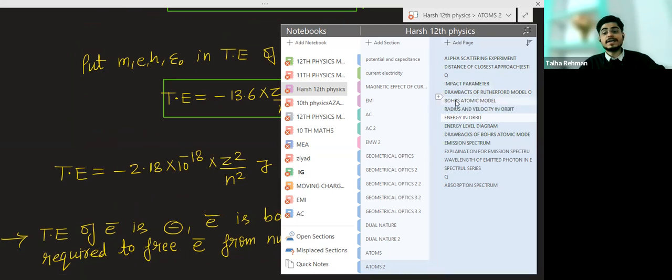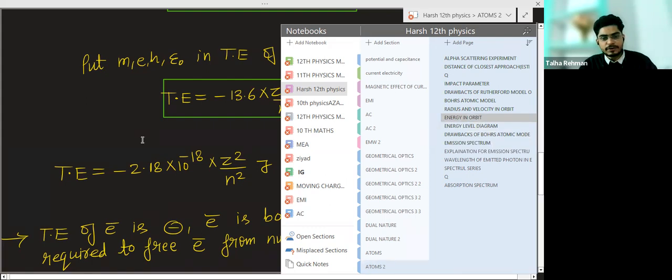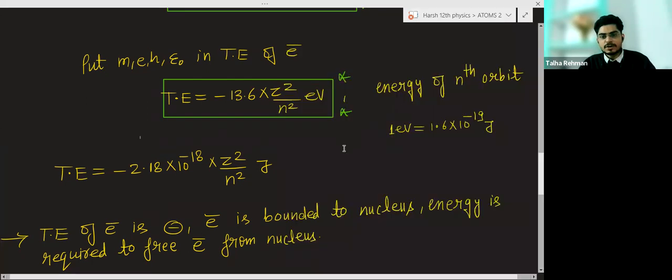Radius and velocity in the orbit we have discussed. After that we have discussed energy in a particular orbit of electron. After that we discussed the energy level diagram, drawbacks, energy level, we have discussed this. Energy in a particular orbit. Now we will discuss the energy level diagram.